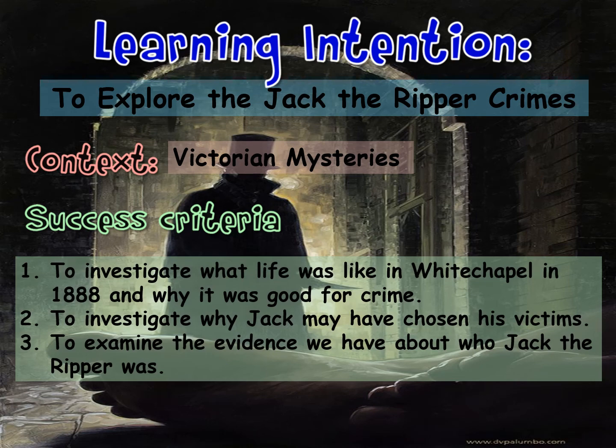The first, we want to be able to investigate what life was like in Whitechapel in 1888 and why this was particularly good for crime, so you need to be able to explain that. You need to have investigated why Jack may have chosen his victims, so who the victims were and why those particular people, and be able to describe these victims to someone. And we look to examine the evidence that we have about who Jack the Ripper actually was and see if we can come to an understanding of why Jack the Ripper had never been caught up to this point.